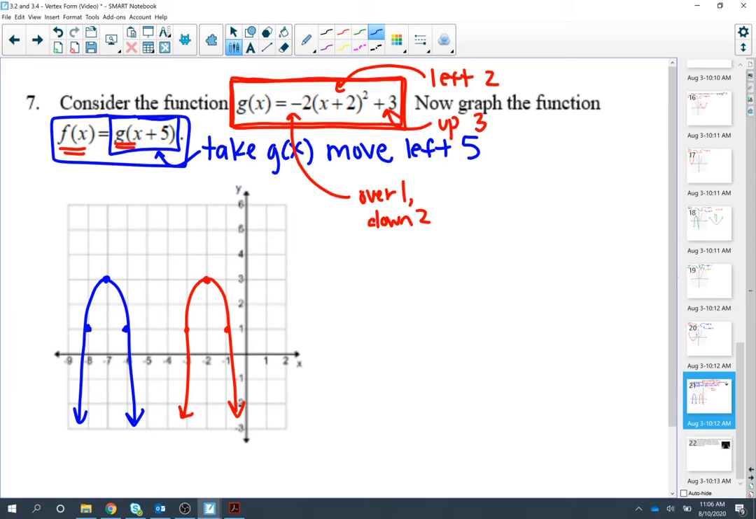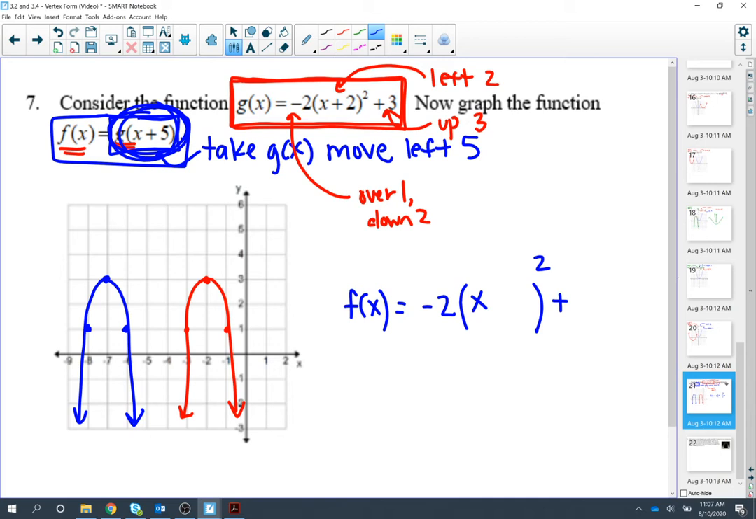But I want to know, what is that actual function? What's the equation of it? Because the only thing they gave me here is this g of x thing, and I don't want that. I want the actual function. So I'm going to look at g of x in the red box. My graph still goes over 1, down 2 from the vertex. And then I've got my x, and then I've got something, and then I've got squared, and then I've got something else. And this is where knowing vertex form really comes into play.